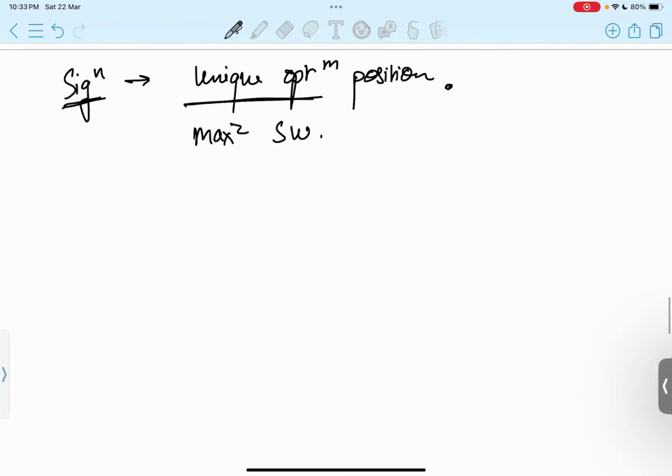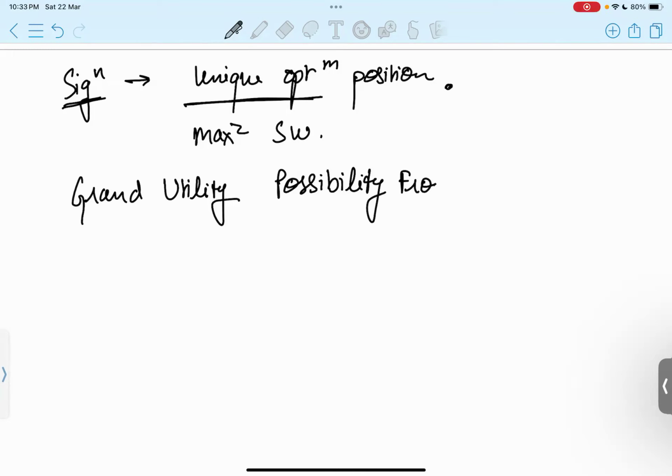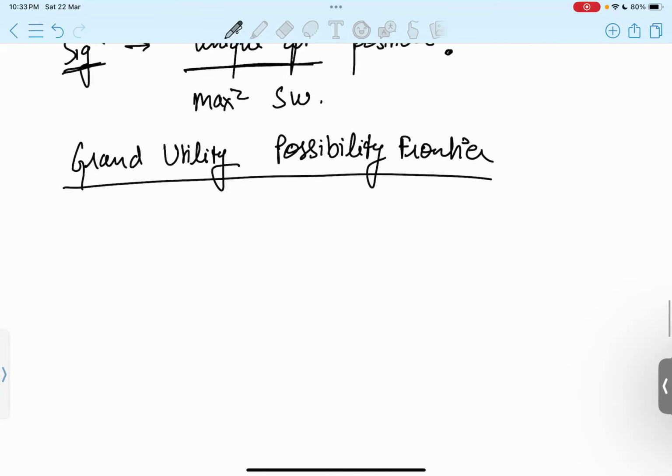And the unique optimum point which is achieved here, we are introducing a new concept, which is the grand utility possibility frontier. So in a way, we are moving towards the equilibrium condition where we will see the maximization of the social welfare, which is also known as the bliss point here.